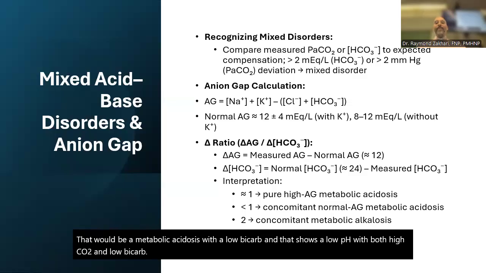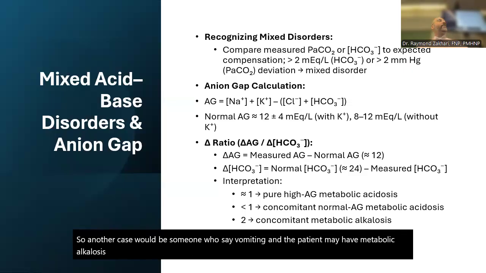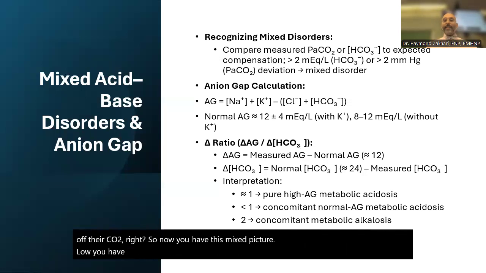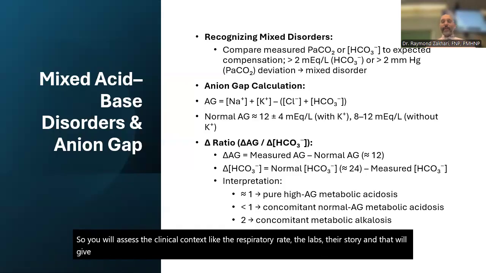Another case would be someone who's vomiting, and the patient may have metabolic alkalosis, with anxiety because they're vomiting. So then they start to hyperventilate and blow off their CO2, right? So now you have this mixed picture. You have respiratory alkalosis and metabolic acidosis. So you will assess the clinical context, like the respiratory rate, the labs, their story, and that will give you an idea of what it is you're actually dealing with.